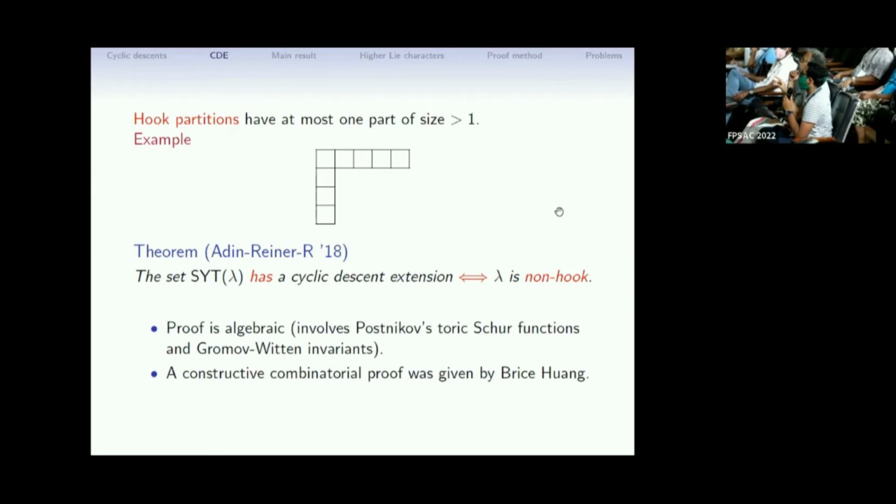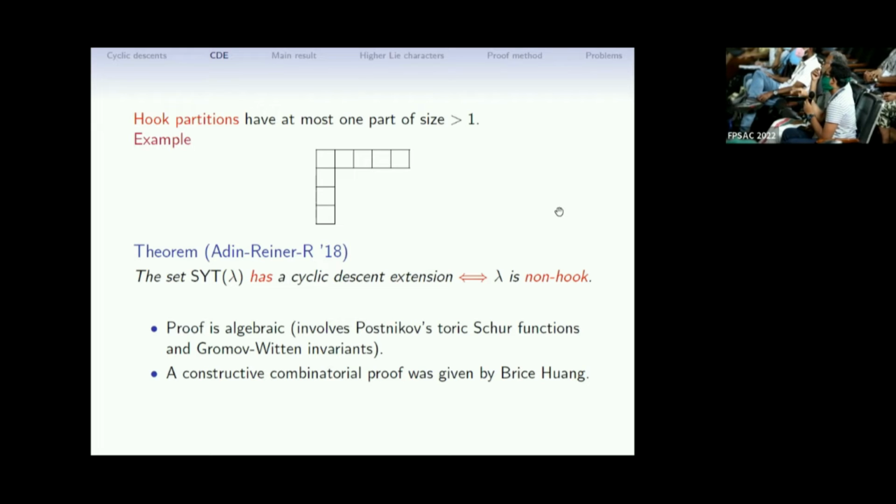This theorem, is it about a cyclic descent extension for the promotion that we saw specifically, or for any? No, there is a bijection. We do not know the bijection. This is an existence theorem. Bryce Wang illustrated one, let's say, twisted conjugated promotion that will prove this theorem combinatorially. Our proof is not constructive at all. Just say it's existence.